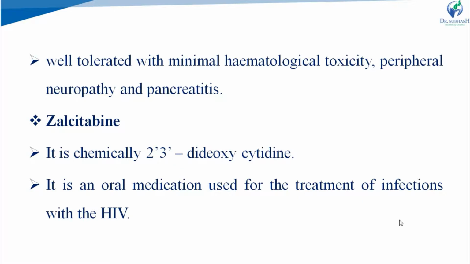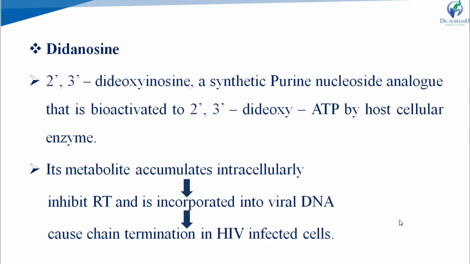It is well tolerated with minimal hematological toxicity, peripheral neuropathy and pancreatitis. This type of toxicity is seen but very minimal. Then the second example is zalcitabine. It is chemically 2,3-dideoxycytidine. That means the cytosine base is present. Cytosine is again a pyrimidine base and cytidine is its nucleoside analog. It is an oral medication used for the treatment of infection of human immunodeficiency virus, HIV. Then didanosine. It is a 2,3-dideoxyinosine derivative. It is a synthetic purine nucleoside analog. It has the purine base.